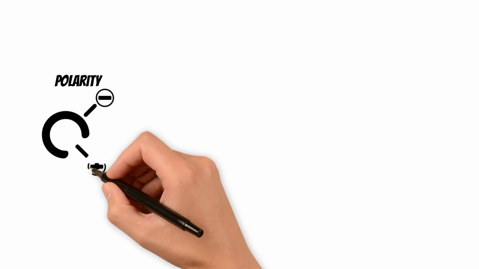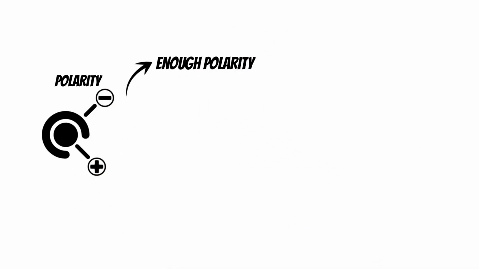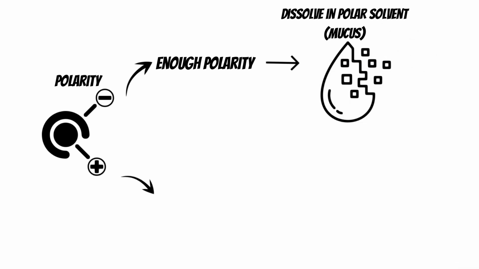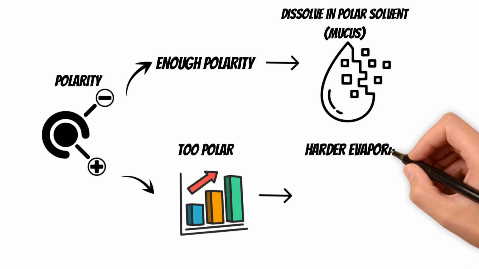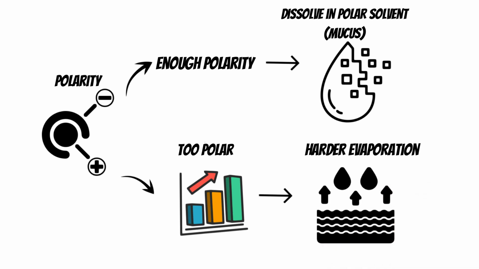Polarity is equally important. Molecules need to be polar enough to dissolve in the mucus lining the nose, but if they are too polar, strong intermolecular forces make them less volatile. Many molecules therefore occupy a balance between volatility and solubility.